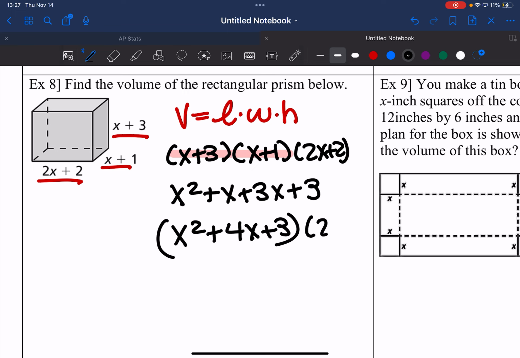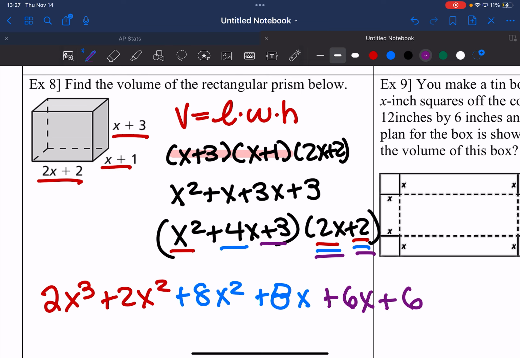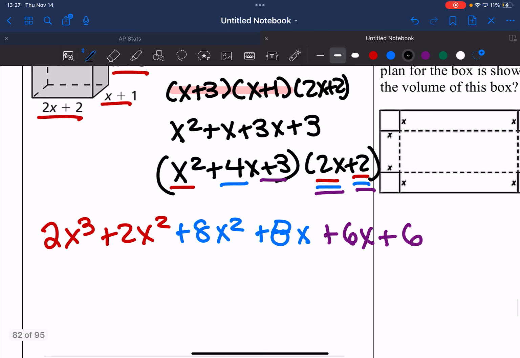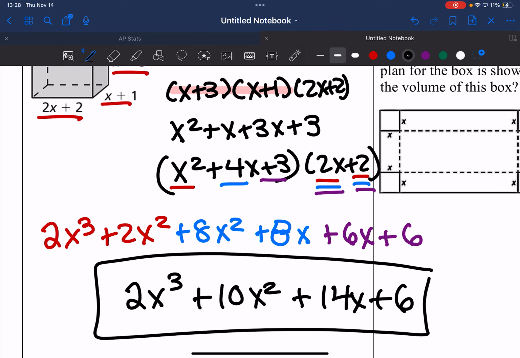Then I bring down my 2x plus 2 and FOIL that one. First, I'm going to do x squared times 2x and 2, which is 2x cubed plus 2x squared. Then I'm going to do 4x times 2x and 2. So plus 8x squared plus 8x. And then lastly, 3 times 2x and 2. So that's plus 6x plus 6. Combining like terms, I get 2x cubed plus 10x squared plus 14x plus 6. That's my answer.